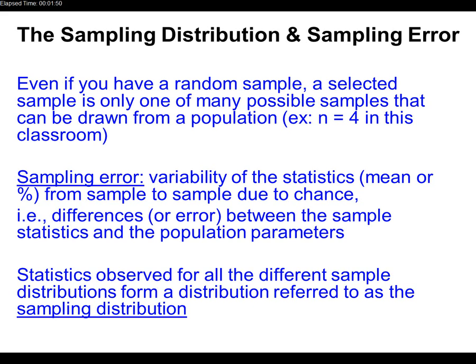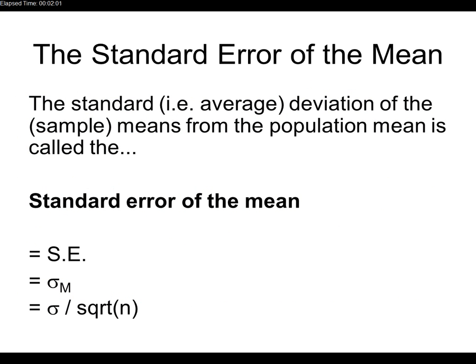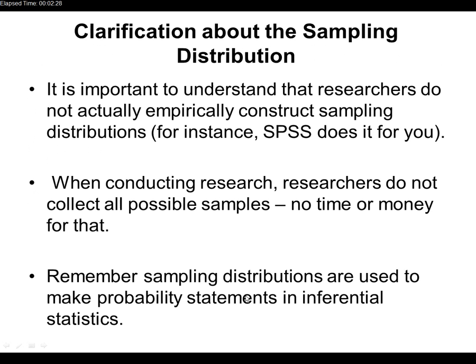So samples have their own distribution. You remember how we have a distribution in a curve? Well, samples have their own distribution. And the standard error of the mean, the average deviation of the sample means from the population mean, is called the standard error of the mean. It equals SE, which is the standard deviation divided by the square root of n. All right, don't get too confused with that.